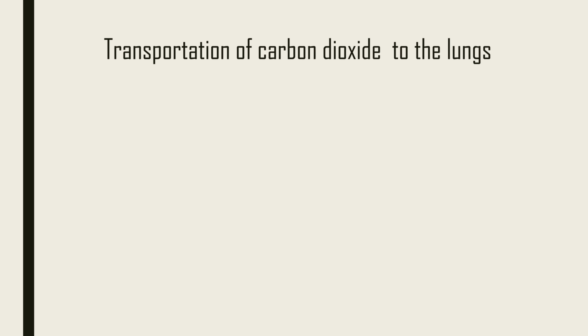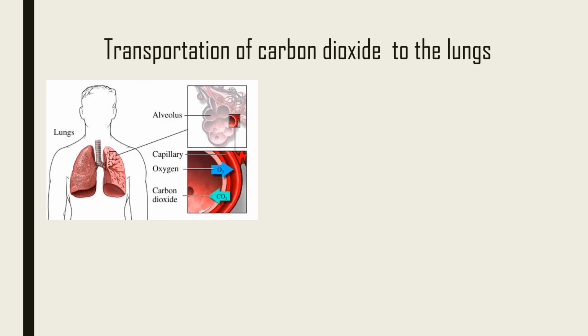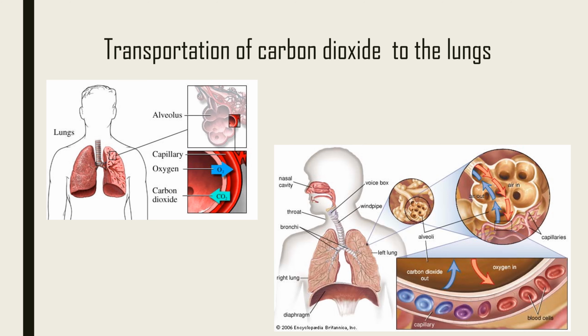Transportation of carbon dioxide to the lungs. Carbon dioxide is a product of aerobic respiration. It leaves the cells where it is produced and passes through the walls of the capillaries. Carbon dioxide does not enter the red blood cells, but stays in the yellow watery part of the blood called the plasma. It travels along veins which take it back to the right side of the heart. From here, carbon dioxide enters the pulmonary artery and travels to the lungs. It escapes through the capillary walls into the air in the alveoli.